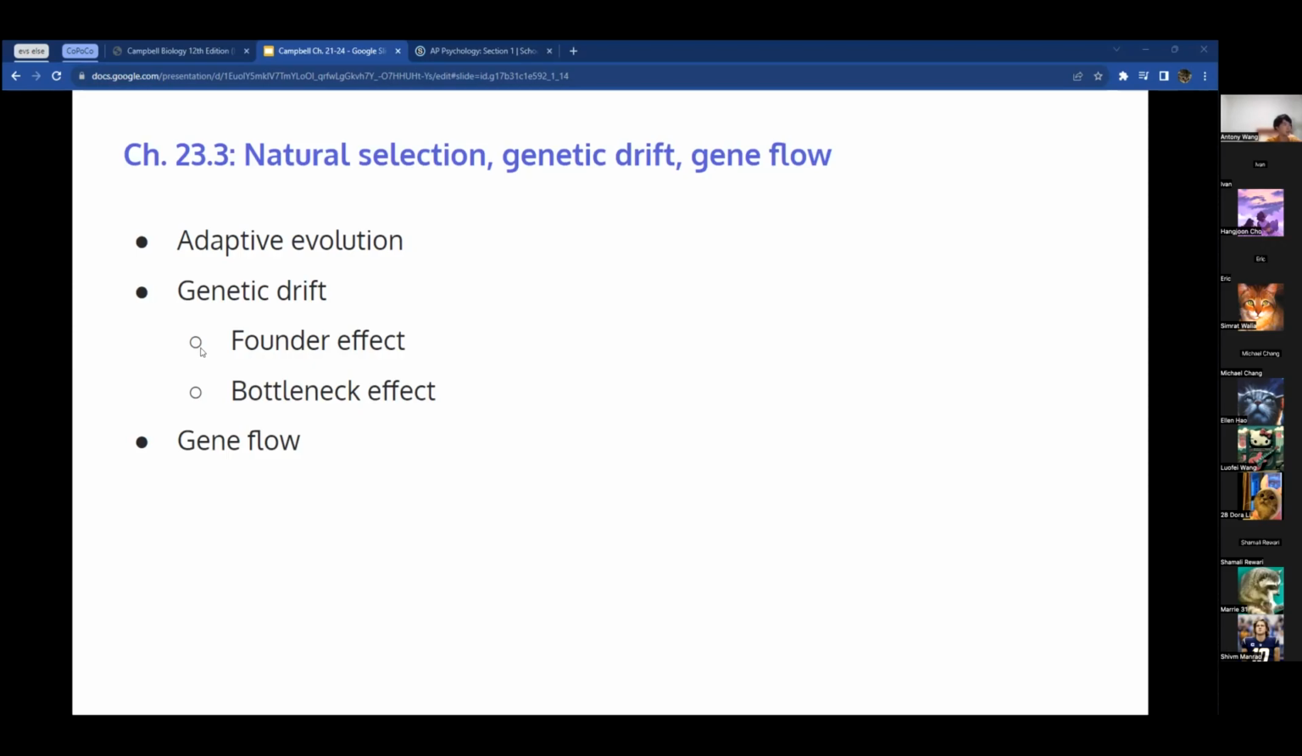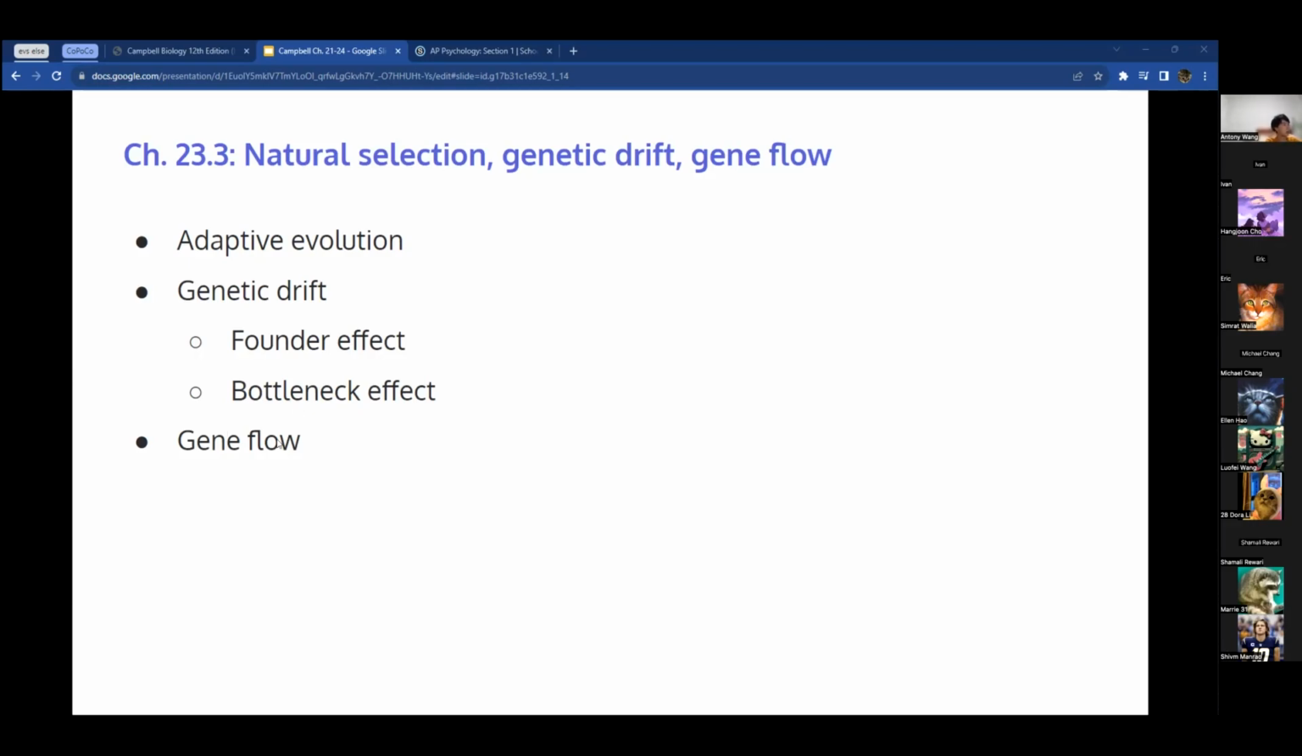The bottleneck effect, on the other hand, is if you have a major disaster killing off a significant portion of the population, and the genotypes of the animals that died are lost to the population. That bottleneck could rapidly change the genetic makeup of that population.